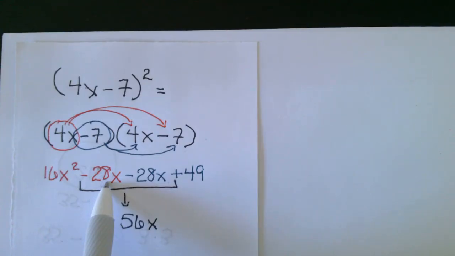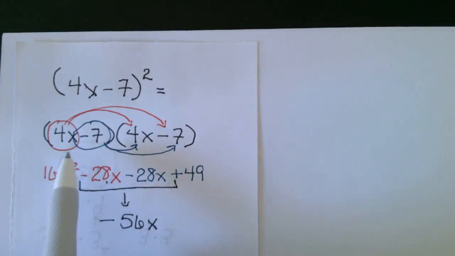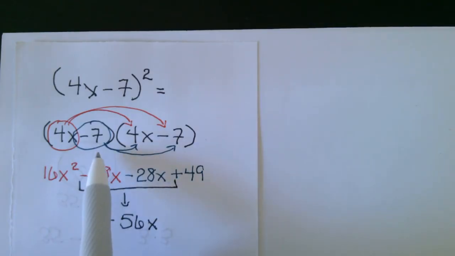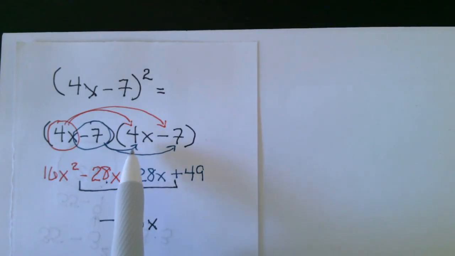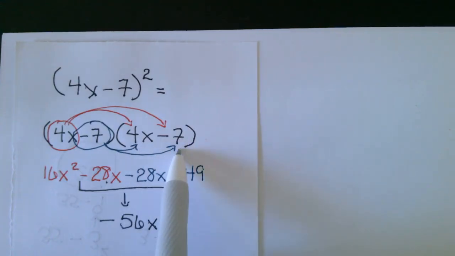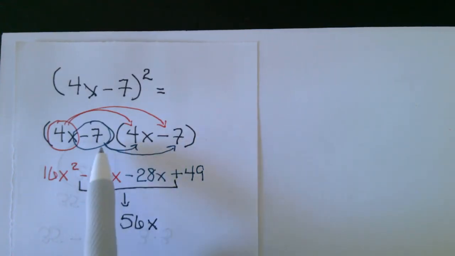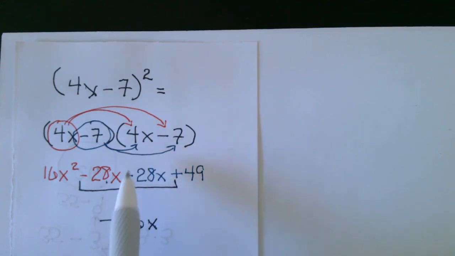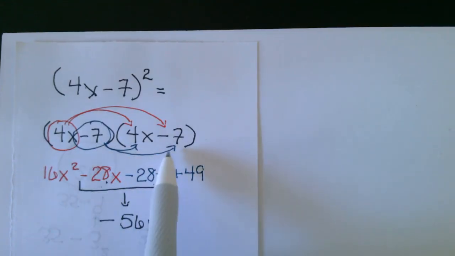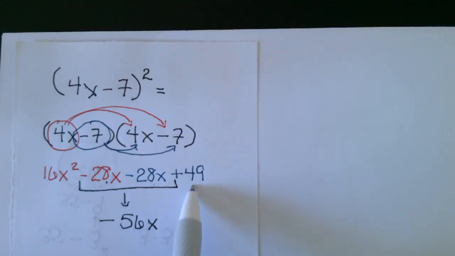Then, because you're multiplying, Nova, when you multiply, you add the exponents. When you add or subtract, you leave it alone. Okay, good question. Alright, so now I'm going to take this negative 7 and multiply it to everything inside the second parenthesis. So negative 7 times 4x gives me negative 28, and negative 7 times negative 7 gives me a positive 49.